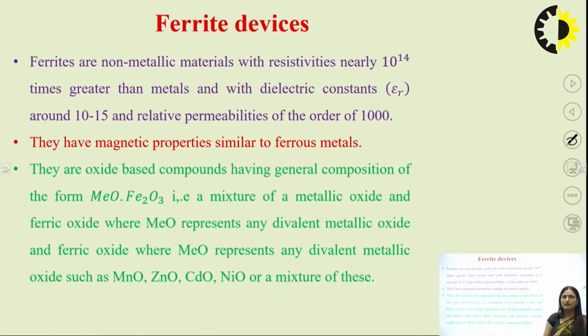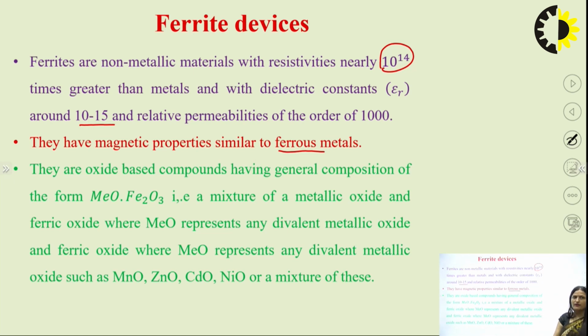Ferrites are non-magnetic materials with a resistivity nearly 10 to the power 14, greater than that of metals, with a dielectric constant of 10 to the 15 and a relative permittivity of the order of 1000 when we compare them with metals, and they have magnetic properties similar to ferrous material.